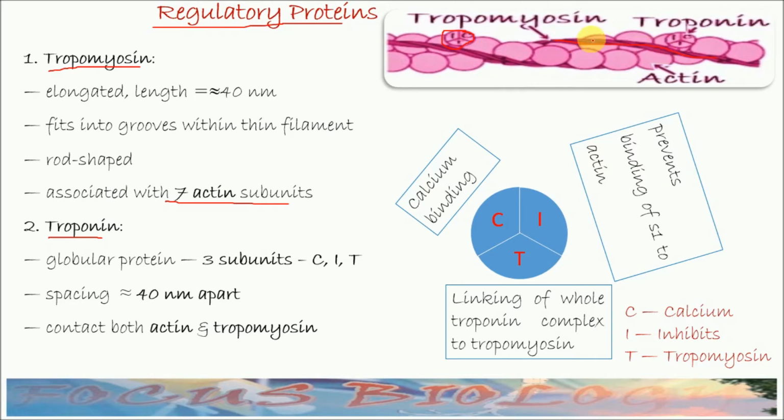Tropomyosin fits in the groove. Here, this is the groove. As we know, the 2 F-actin is twisted around each other. So, during the twisting, a groove will form. Here you can see this is one F-actin and this is the other F-actin, and this is the groove between them. In this groove, this tropomyosin is attached, remains associated, right? It is a rod-like structure.